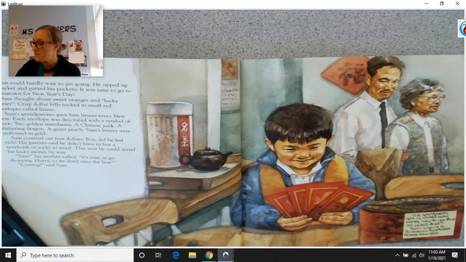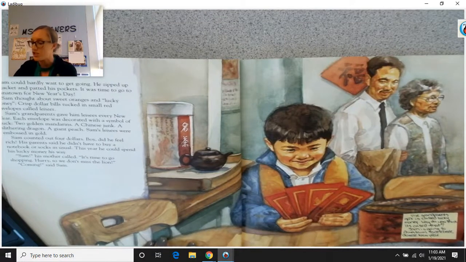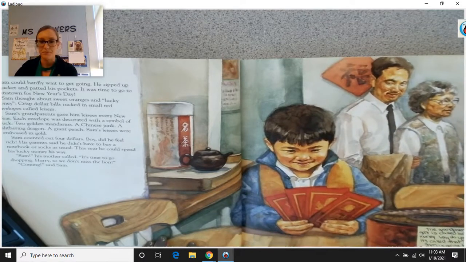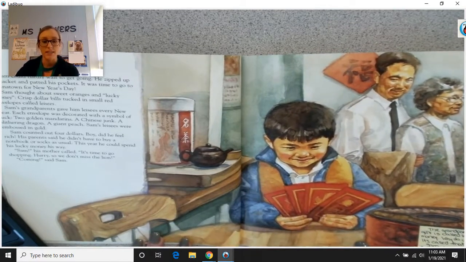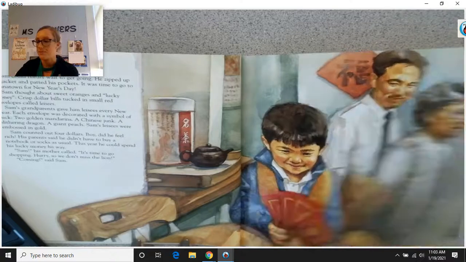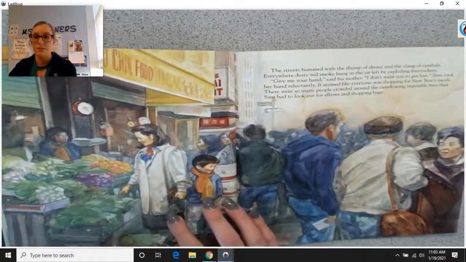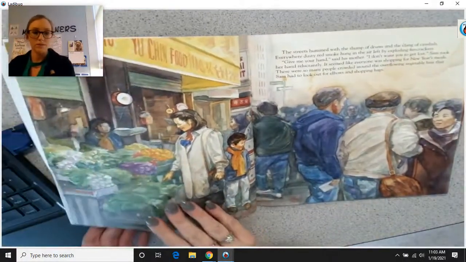"Coming," said Sam. Let's look at our first Post-it note here. It says the grandparents' gift is called lucky money. Why do you think it's called lucky money? So Sam is going to Chinatown to celebrate the new year. Again, you want to look closely at the illustration. Pay attention to all the details that the illustrator uses. Let me back this up a little bit for you guys so you can see the whole page.